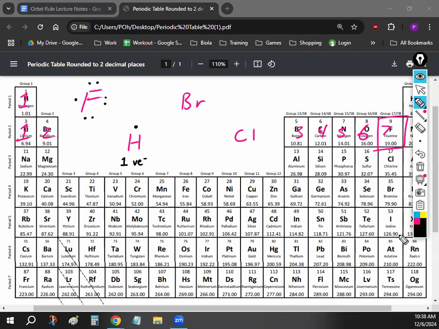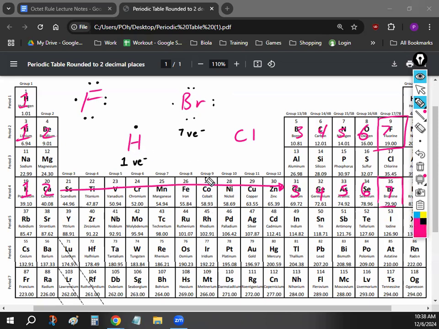All right, let's go to Br. Now, Br is the one that I told you that you're going to want to keep an eye out for, because Br is right over here. So we're going to count 1, 2. But if you guys remember from what we learned in Unit 1, we're going to skip this middle section, groups 3 through 12. And then we go 3, 4, 5, 6, 7. So Br will have 7 valence electrons. And let's jot that down as well. So Br has 7 valence electrons.